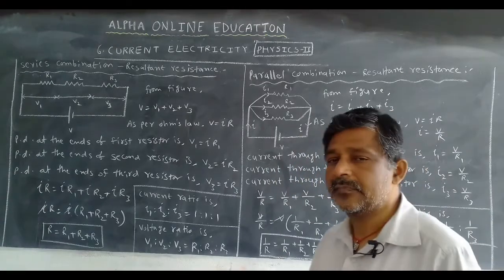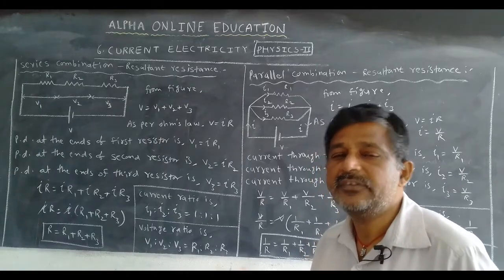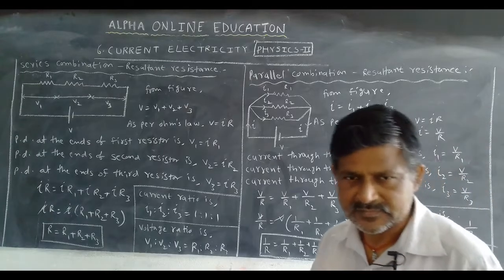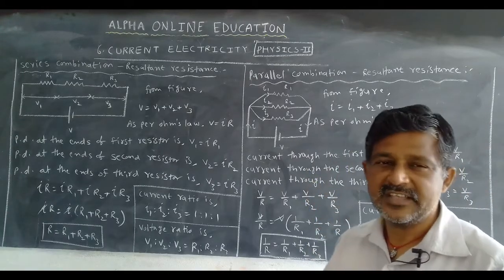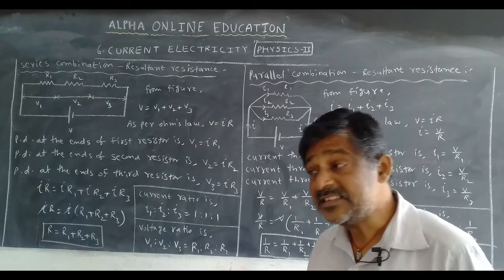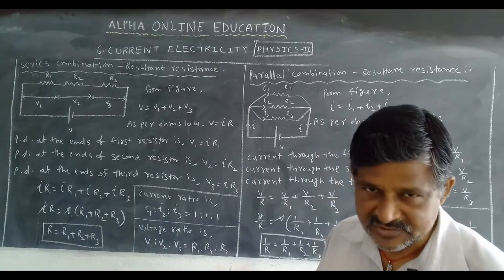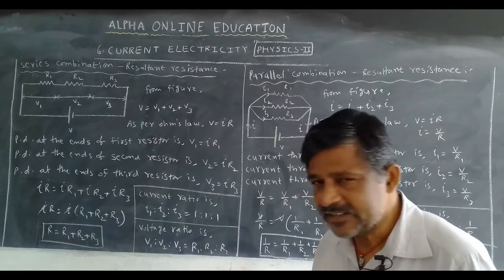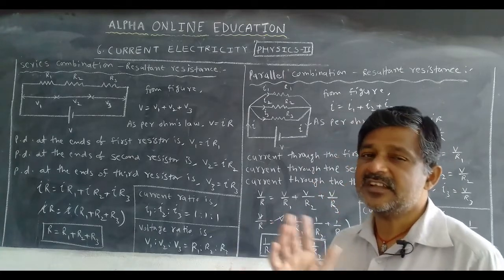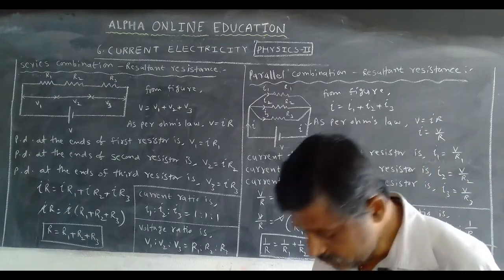Now, without increasing the length, we want to increase the resistance or decrease the resistance. Is it possible? Yes, it is possible. That is the combinations. We have two combinations. One is series combination of resistors and the other is parallel combination of resistors. When the resistors are connected in series, what happens, that we want to discuss now. If the resistors are connected in parallel, what will happen to the resultant resistance, that we want to discuss now.